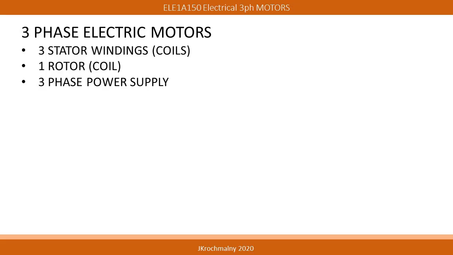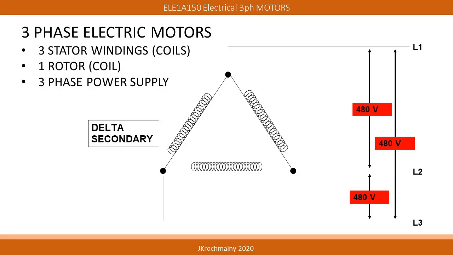In regards to three-phase motors, they all have three stator windings or coils, one rotor, considered another coil, and a three-phase power supply. This graphic represents the three-phase power supply wired in delta configuration and intended to be the supply power to a three-phase motor. Notice that the voltages measured phase to phase equal 480 volts AC.